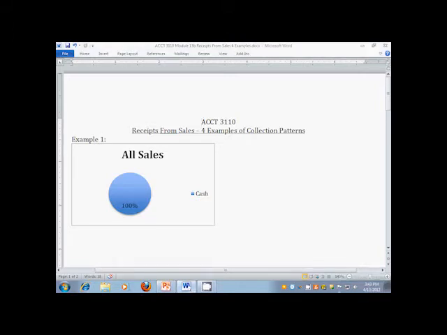Example 1, and again, you should have a file of this in your D2L content area for this module. But example 1 is the most simple, of course, where this could be a produce stand, for example, and all the sales are made in cash.